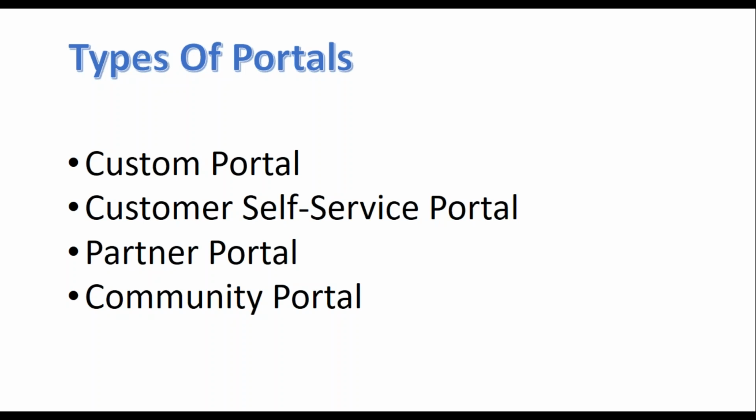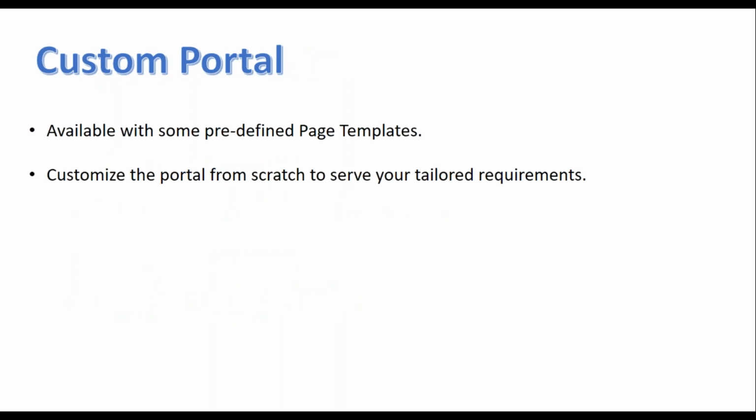Next, I'm going to jump to the custom portal. As I mentioned, it comes with very few predefined options. It gives you a blank portal with a login page and the rest of the menu items where you can start from. If you don't want either of the predefined portals, you can start off with a custom portal. You build every page and bind it with every other entity behind it in CRM, and so on.